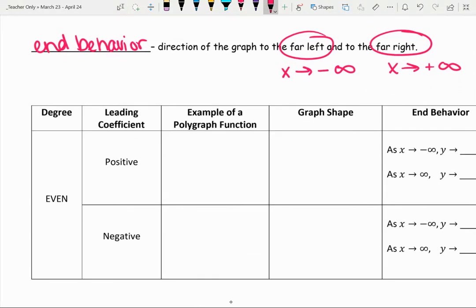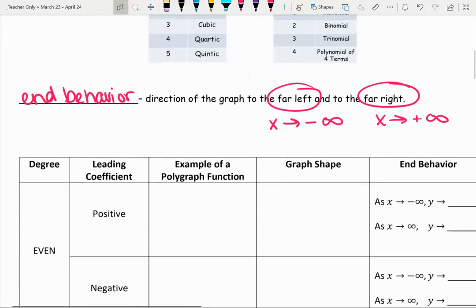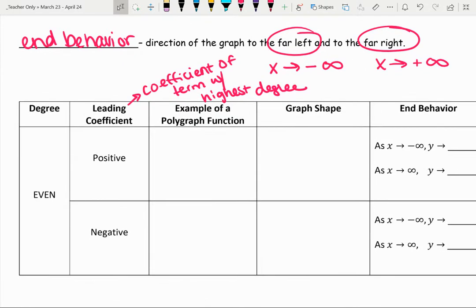So if our degree, I should also add that leading coefficient is the coefficient of the term with the highest degree. So once we know the highest degree, knowing the coefficient that goes with it is also going to be helpful when we're talking about end behavior. So our polynomials can either be even or odd. They either have a largest degree that's an even number or a largest degree that's an odd number.